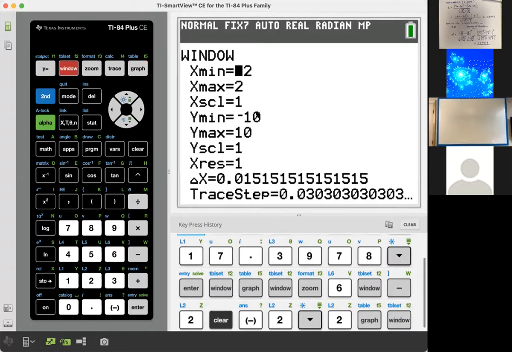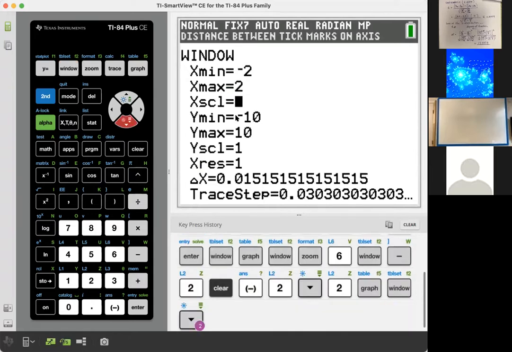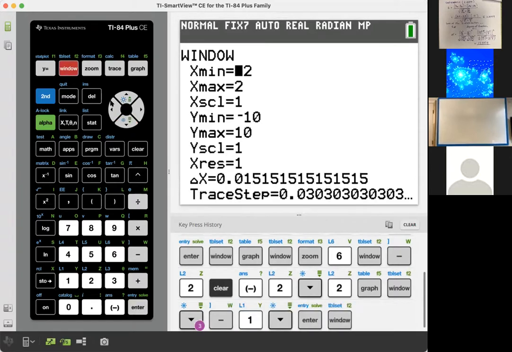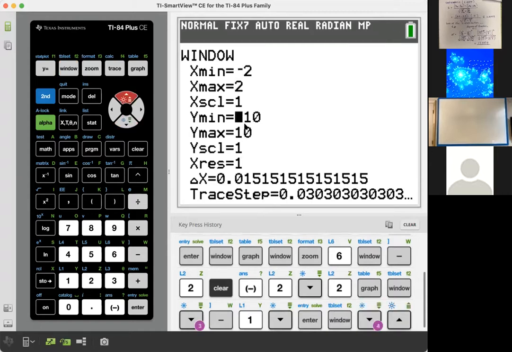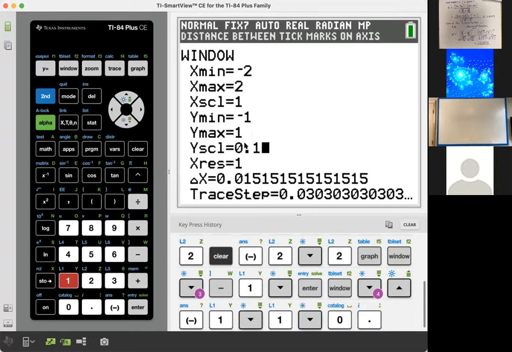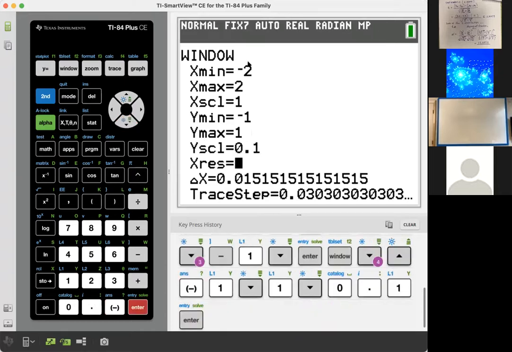So let's change that window to Y scale. Y min minus 1. Y max. I keep using the subtraction key instead of the minus key on the bottom of the keyboard because my fingers are on the computer keyboard. Let's go from minus 1 to 1, and let's count every 1/10. Now we graph.